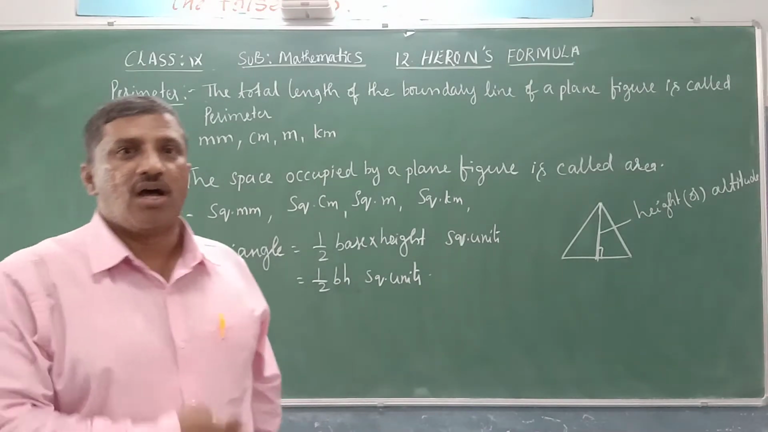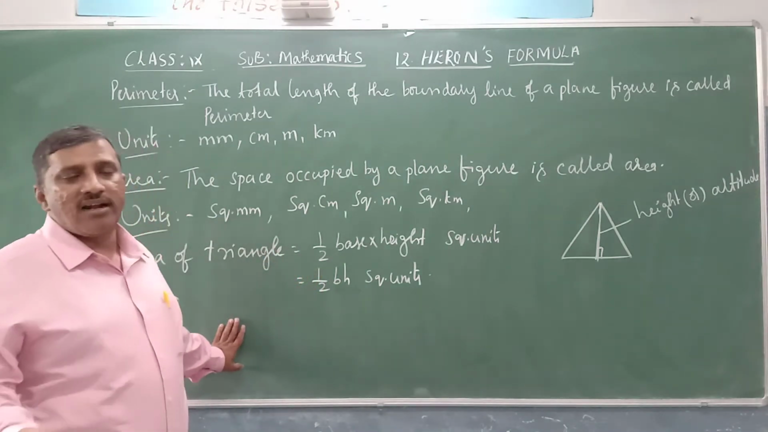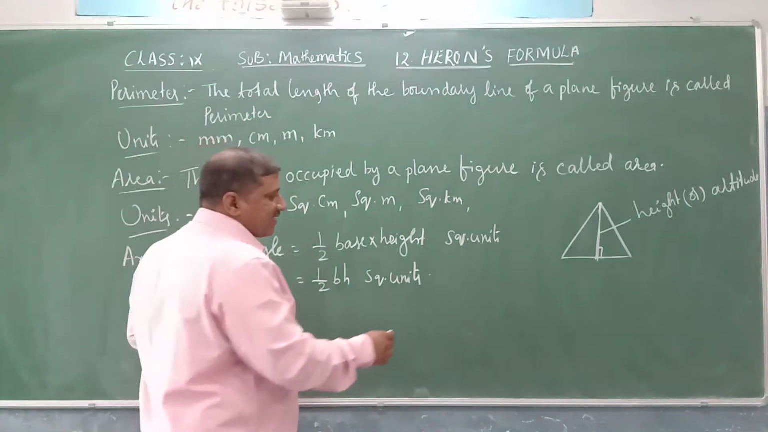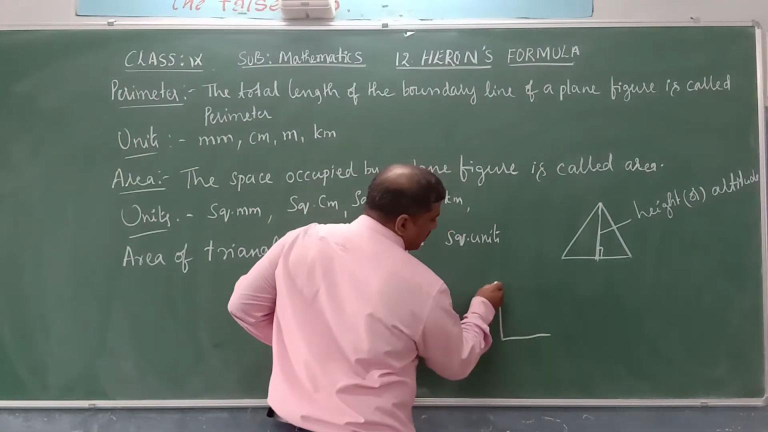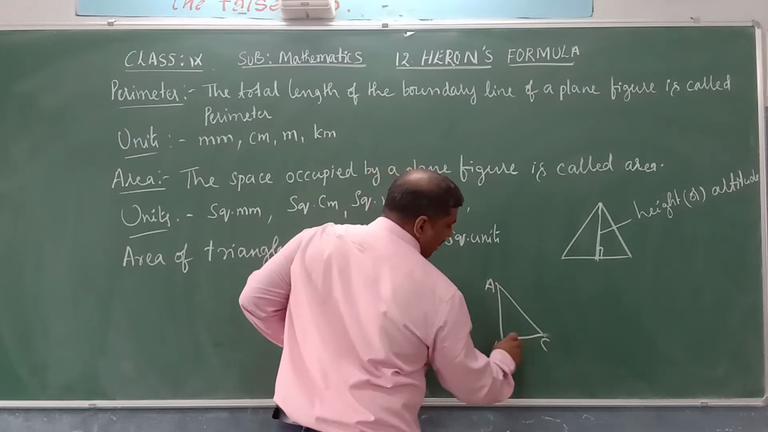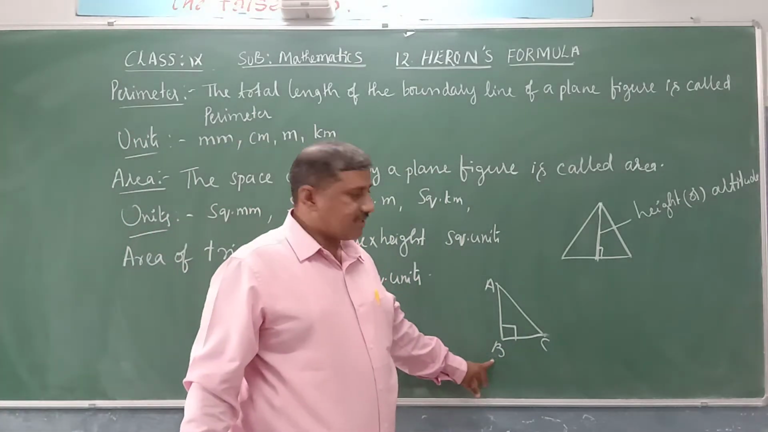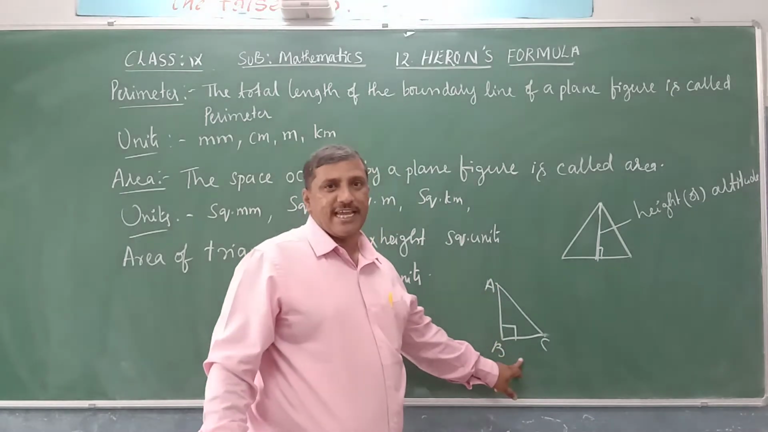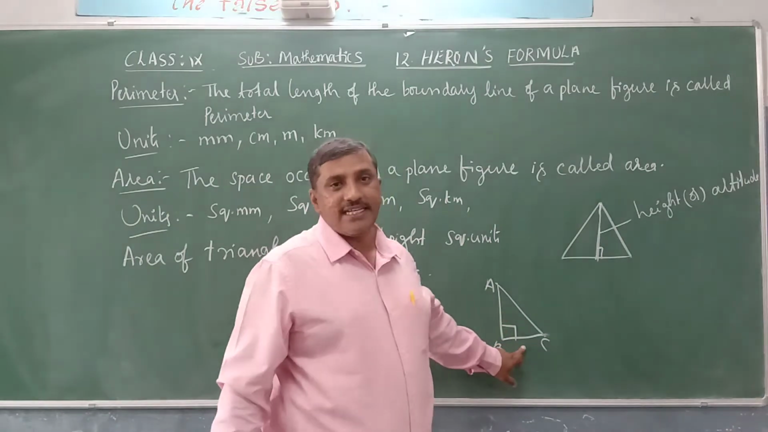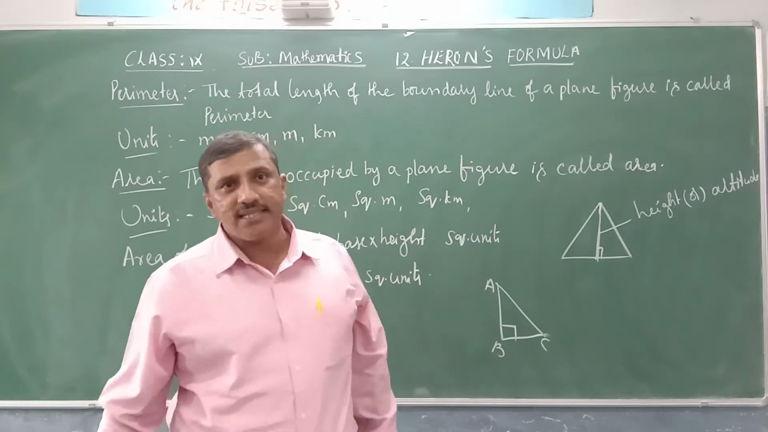We have used this formula to find the area of a right angle triangle. In a right angle triangle, two sides are perpendicular to each other, so one side will act as the base and the other side will act as the altitude. Consider ABC, a right angle triangle in which angle B is 90 degrees. Here AB is perpendicular to BC. So AB is the height and BC is the base. We can even consider BC as the height and AB as the base.